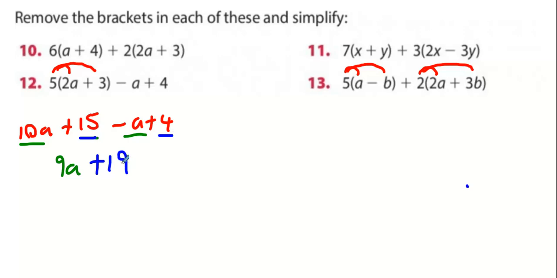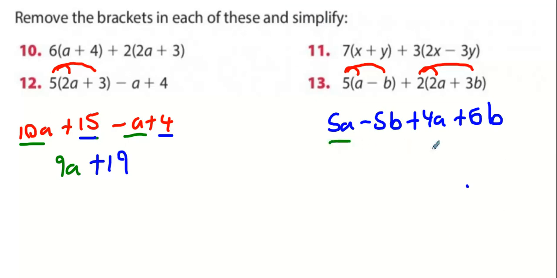Okay. All right. Reese on the next one. Come on. 5 times A. 5 times B. 2 times 2A. And 2 times 3B. Right. All right. N. The answer.